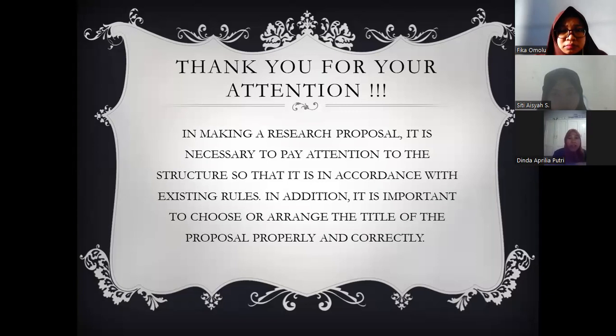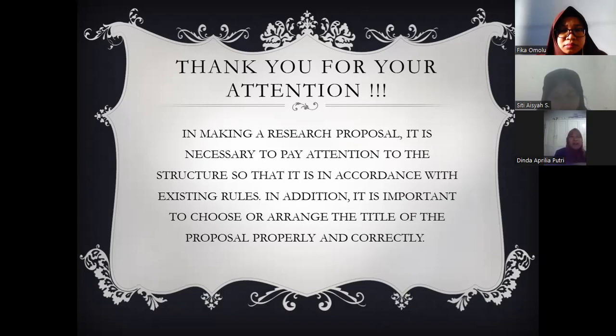Okay, in making a research proposal, it is necessary to pay attention to the structure, so that it is in accordance with existing rules. In addition, it is important to choose or arrange the title of the proposal properly and correctly.